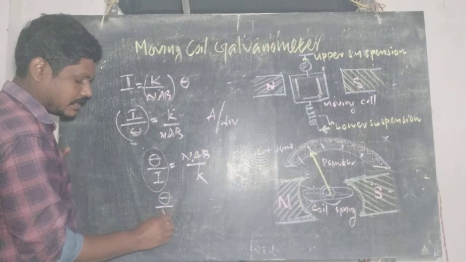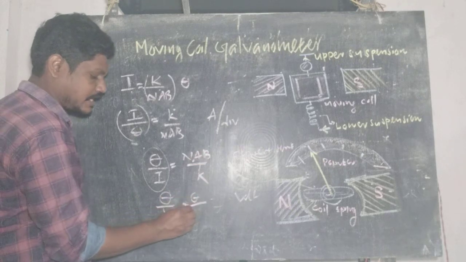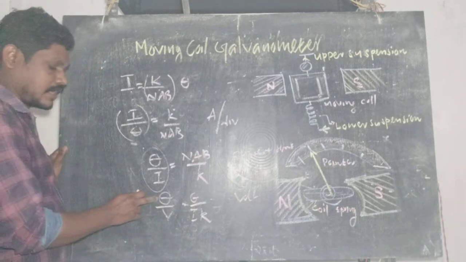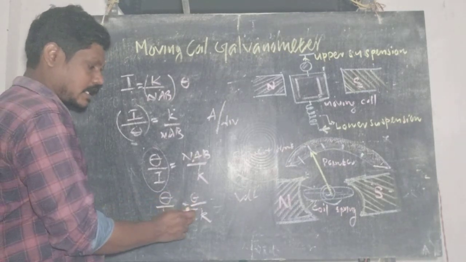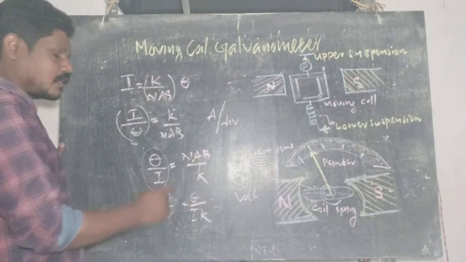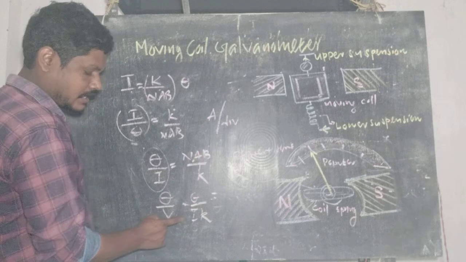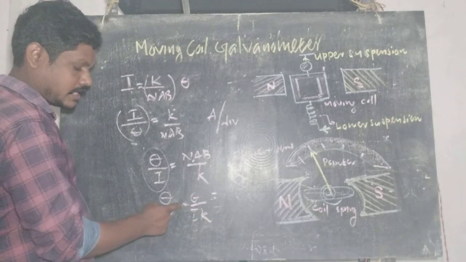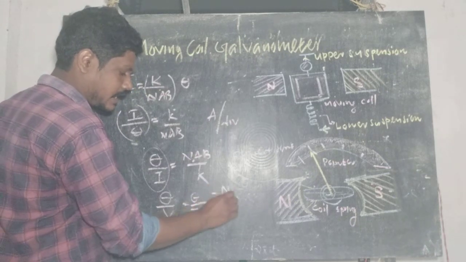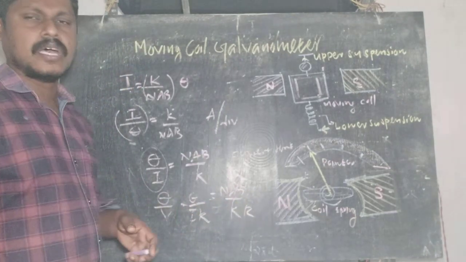Similarly, theta by V is called voltage sensitivity. V can be written as I into R, where R is the resistance of the coil we are using. So deflection per unit voltage, theta by V, is known as voltage sensitivity. It is measured in the unit of division per volt. It can be expressed as theta by V, or by Ohm's law, theta by IR. So theta by V equals theta by IR, and theta by I is the current sensitivity, NAB by k, into 1 by R. This is the expression for voltage sensitivity.